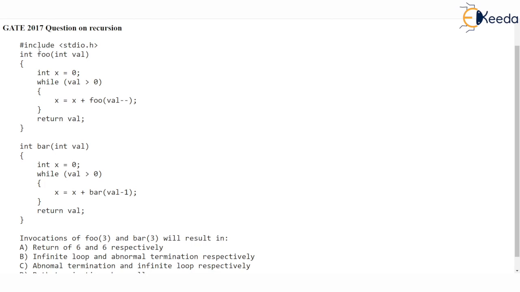In this, there are two recursive functions given: foo with the parameter val, and you observe that foo is calling itself with parameter val minus minus. Remember, this minus minus, which is written after val, is a postfix decrement. Anyway, let's see that later. And there is another function bar with parameter val again, and it is calling itself recursively with bar val minus 1. And it is asked what happens if these two functions, foo and bar, are called with parameter 3 each, foo 3 and bar 3, and some options have been given.